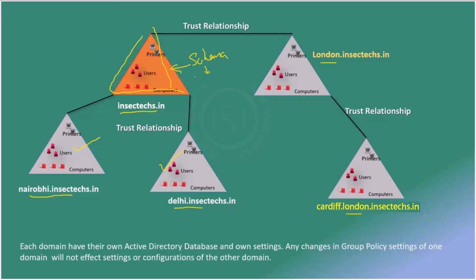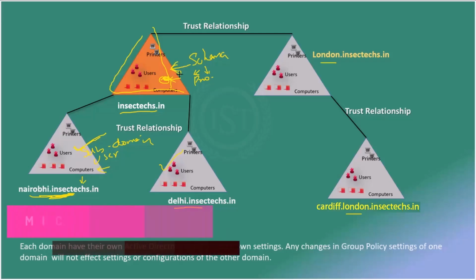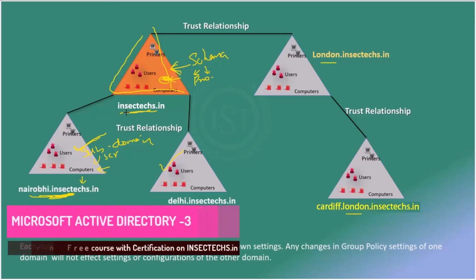Schema actually defines the properties of objects. So all the objects that are there in this domain controller have a schema defined in this domain. Now this schema is shared with this subdomain, which is nairobi.insectex.in. So any user created over here or any computer added to this subdomain will have the same schema as that of the parent or primary domain, okay.